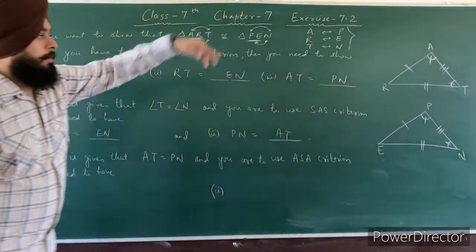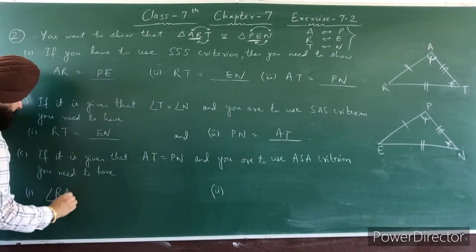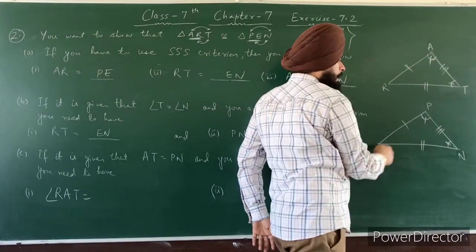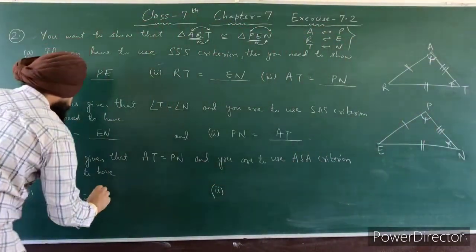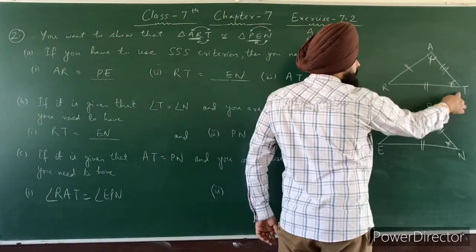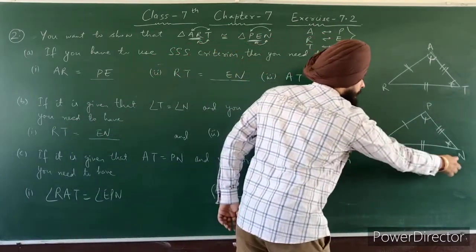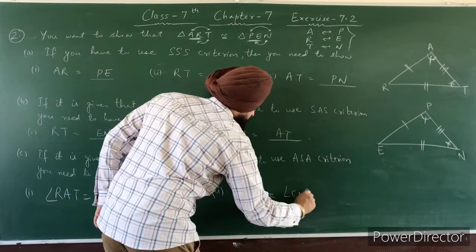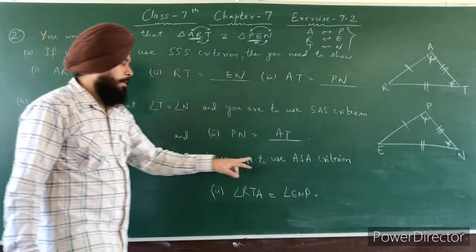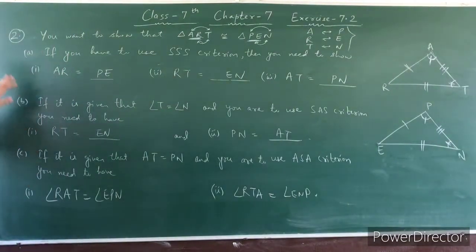Or you can write the name of full angle, angle RAT, this one, this angle is equal to angle EPN. Second one is this one, angle RTA is equal to angle ENP. So there are two angles and one side. So by which rule? By ASA congruence rule, triangles are congruent. Clear, student? So this is your question number 2.